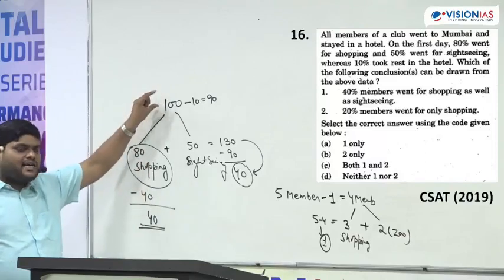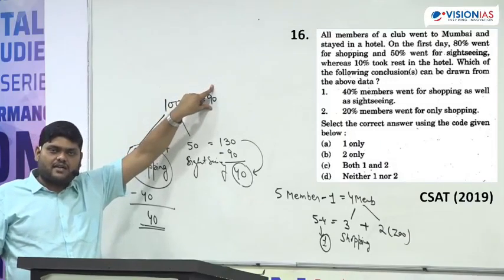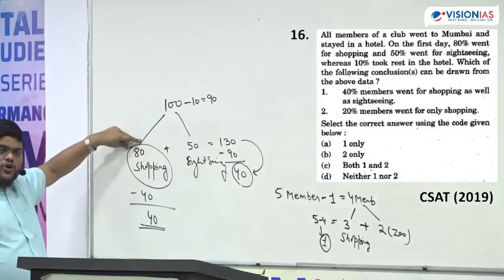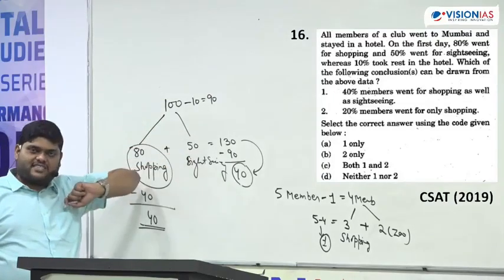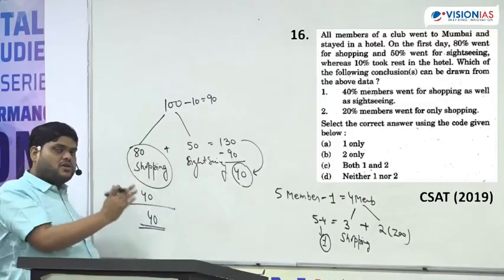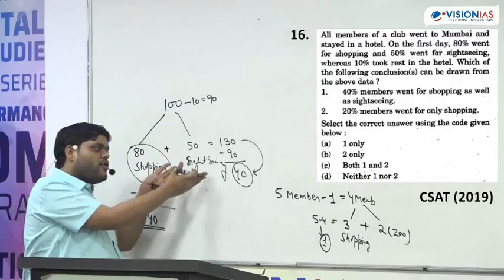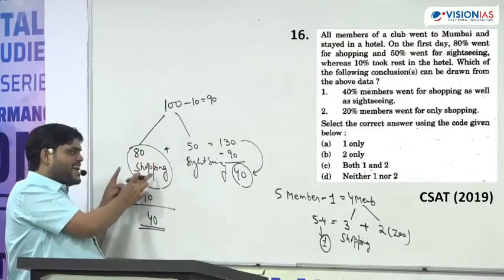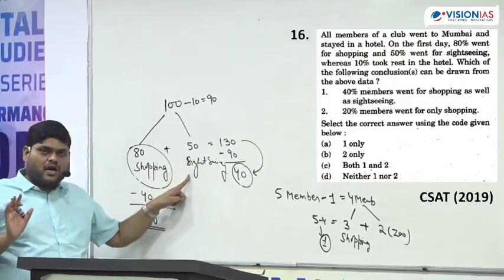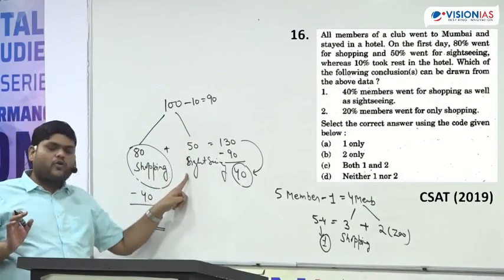Out of 100, 10 are not going anywhere. That means total 90 members are there. But if you count individually, what will happen? 80 are going for shopping and 50 are going for sightseeing. That means this is only possible if it is given that the members who are going for shopping are not going for sightseeing. If 80 went for shopping, only 10 members will be left for sightseeing, or not? Because 80 plus 10 becomes 90. But here 50 are going for sightseeing.